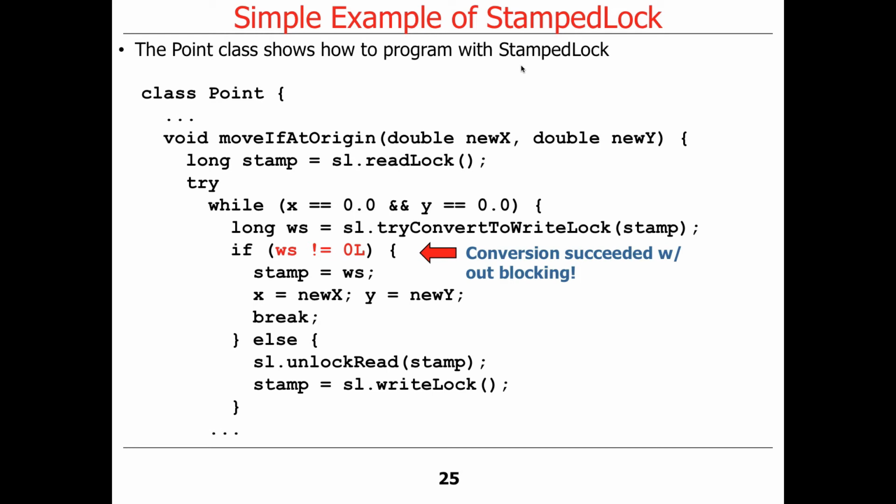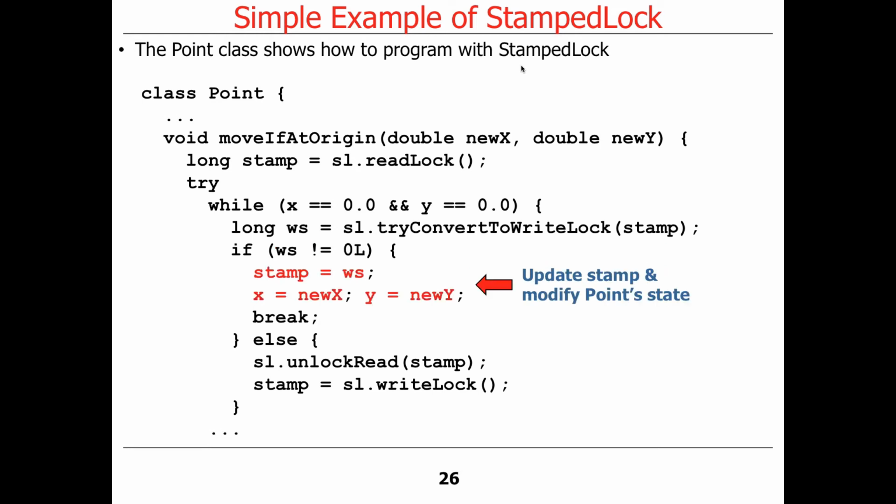If it succeeds, then now it's a write lock. So we update the stamp to indicate we're a write lock, so we can do the write unlocking properly. And now with the write lock held, we can move x and y to their new values. And then we break out of the loop. So at that point, we're done, except for the cleanup code at the bottom.